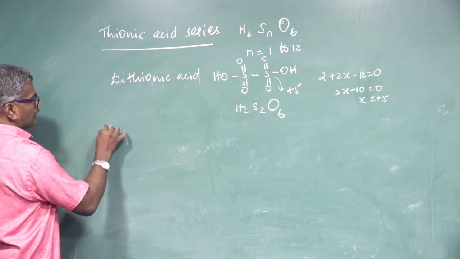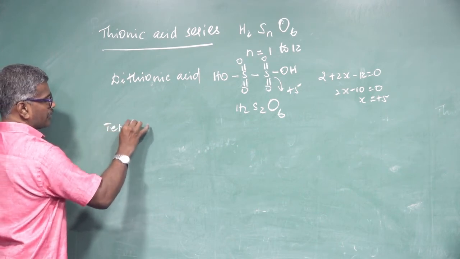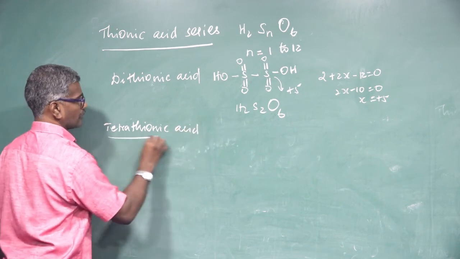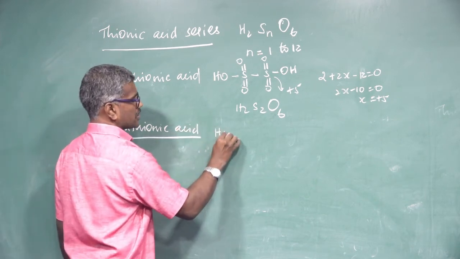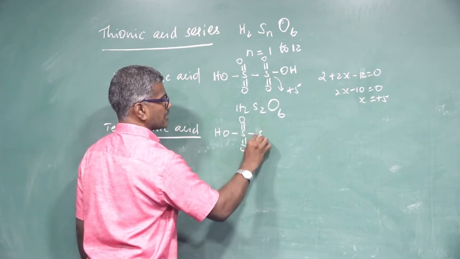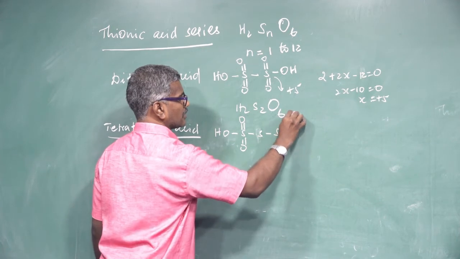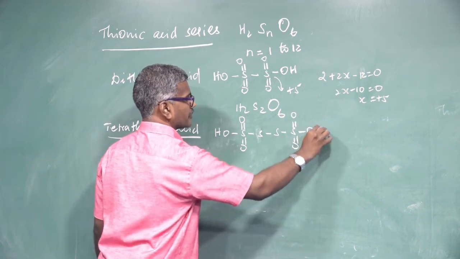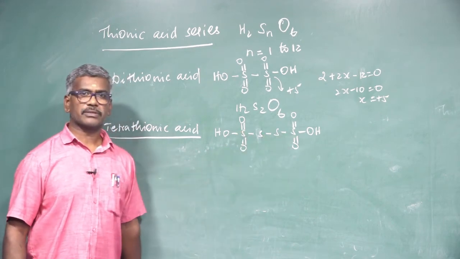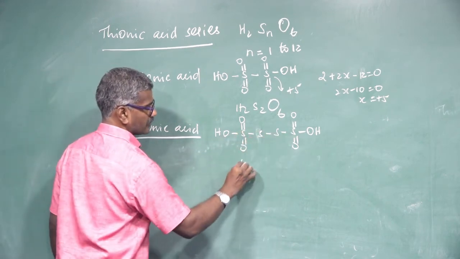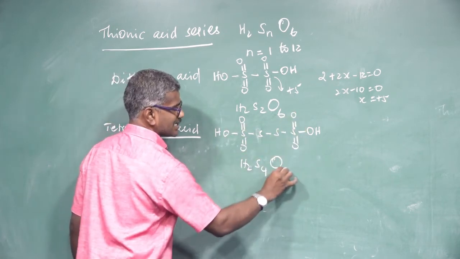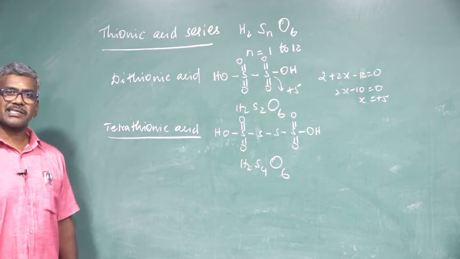Another one, tetrathionic acid. That is HO, S double bond O, sulfur, hydrogen. Tetra means there are 4 sulfur. 1, 2, 3, 4 sulfur. How many hydrogen? H2, S4, 1, 2, 3, 4, 5, 6. 6 oxygen. How to find out the oxidation state?